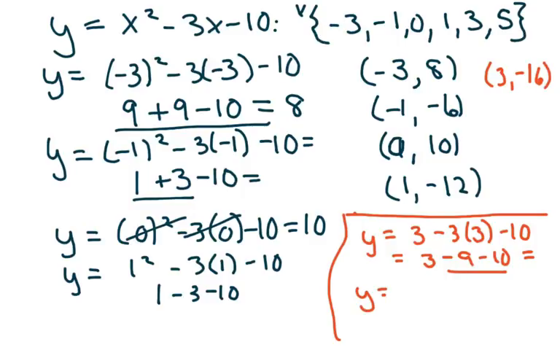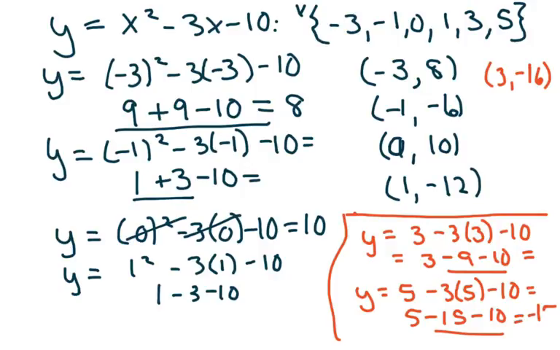And 5 is going to be 5 squared minus 3 times 5 minus 10. So that's 25 minus 15 minus 10. So -25 minus 5 is -15. No, minus 20. Alright, so 5 goes to -20.